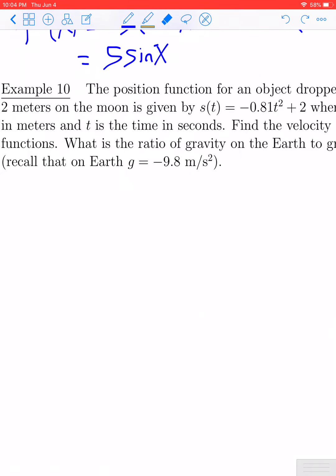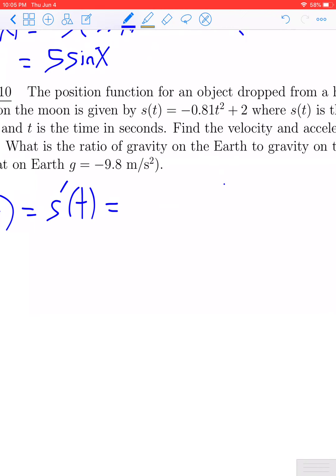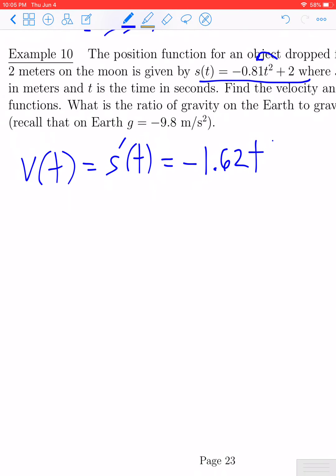So let's do that first. If we want the velocity function, we know that velocity is the derivative of position. So this should be s prime of t. If we differentiate this function, we have to bring the 2 down in front. Negative 0.81 times 2 would give us negative 1.62t. The derivative of the constant 2 would be 0. So this would give us our velocity function.